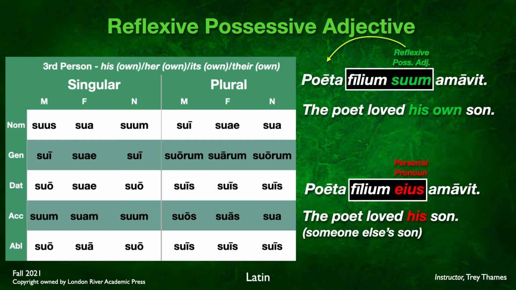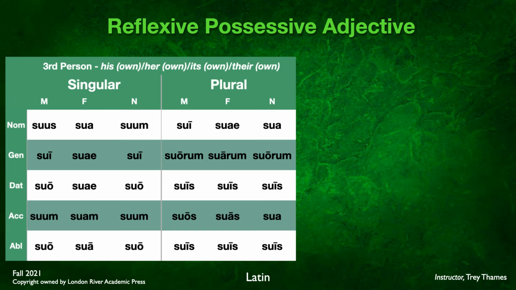In Latin, if they wanted you to know he is doing something to his own, in this example, the poet loved his own son, you use suum, one of the reflexive possessive adjectives. If you want it to indicate he's loving somebody else's son, you simply use a genitive third person personal pronoun, eius. The poet loved his son, poeta filium eius amavit. All right, let's look at another couple examples.